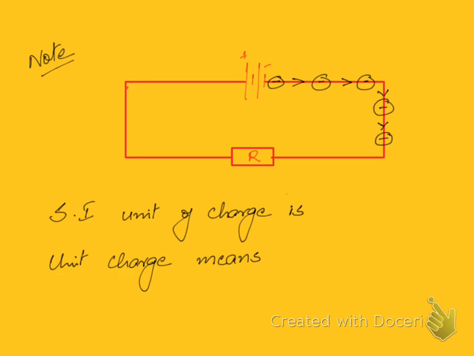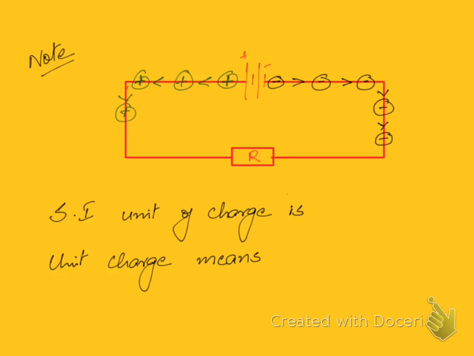terminal of the battery. On the other hand, we assume that the positive charges will move from the positive terminal of the battery towards the negative terminal of the battery. So remember, in any electric circuit, the electrons move from negative to positive, and the positive charges are assumed to move from the positive terminal of the battery towards the negative terminal of the battery.